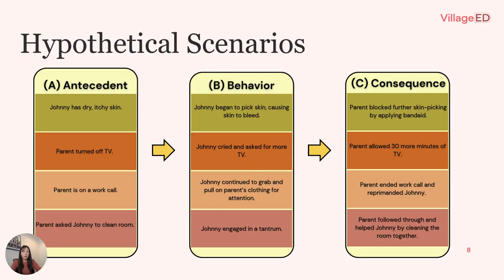The last scenario says A, parent asked Johnny to clean his room. B, Johnny engaged in a tantrum. And C, parent followed through and helped Johnny by cleaning the room together. So the parent did a really good job here by following through, but with this information, I can predict that Johnny may have engaged in that tantrum to escape from a non-preferred demand, which in this case was cleaning.